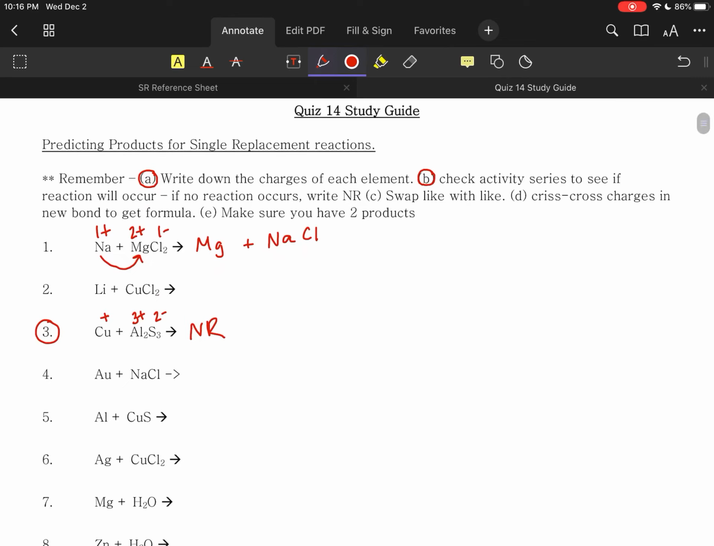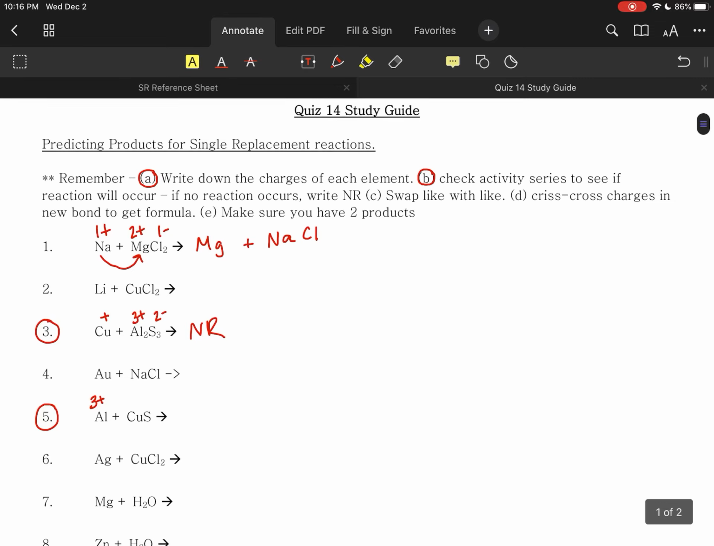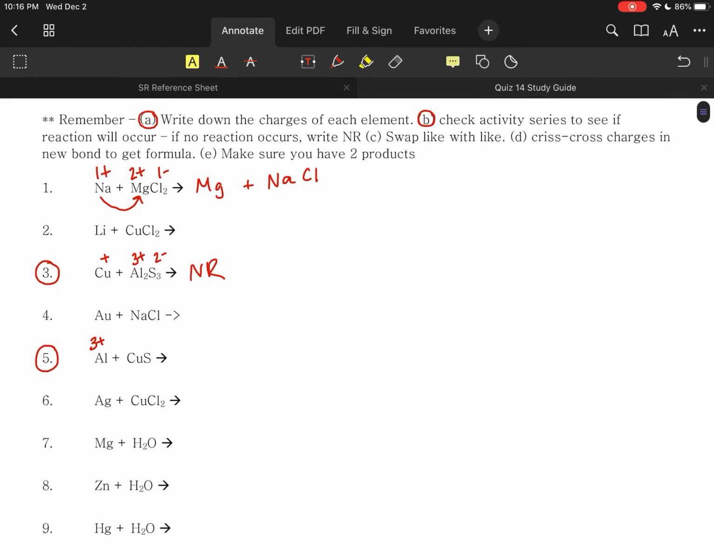Let's look at number 5. So again, the first thing I'm going to do is write my charges. I know copper can either have a 2 plus or a 1 plus. I know that sulfur has a 2 minus. And because there's no numbers down here, no subscripts, I know that they were canceled out. The only way that that can happen is if copper is a 2 plus.